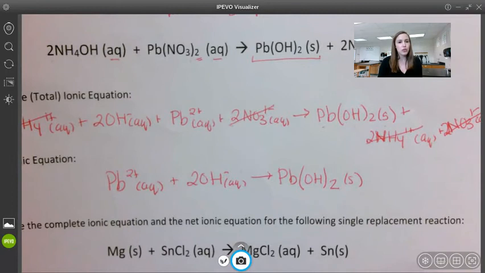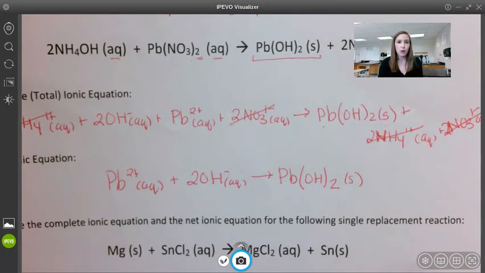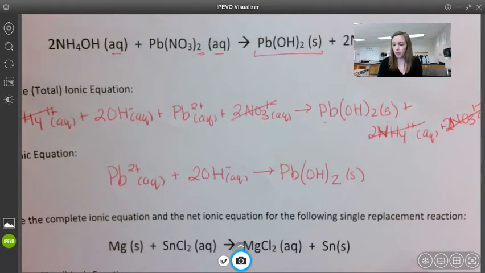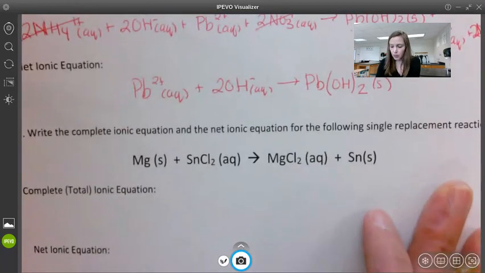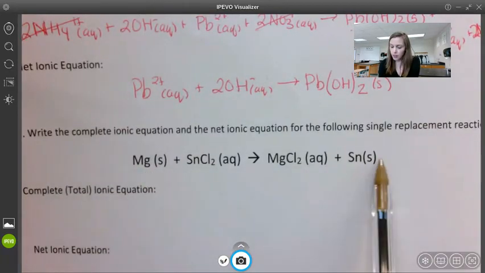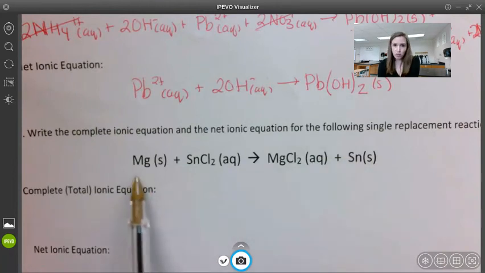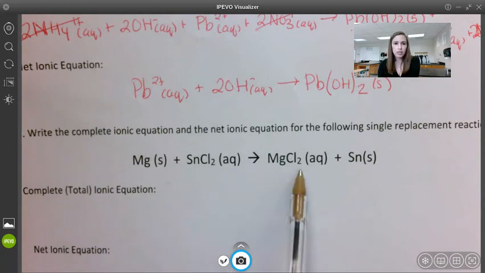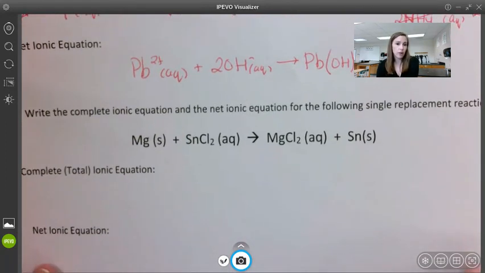All right, I did want to show you that this net ionic equation does not just apply to double replacement reactions. Some students, because we practice them so much with double replacement reactions, kind of get stuck on the idea that it only applies to them. But you can do this with something like a single replacement reaction as well. So with this one, here's our reaction. Remember what I said before, solids, just be careful with.